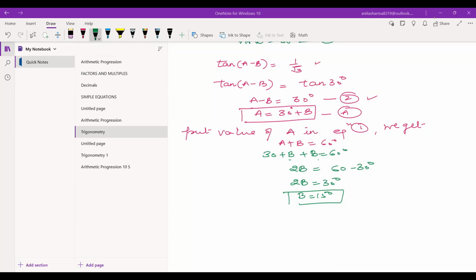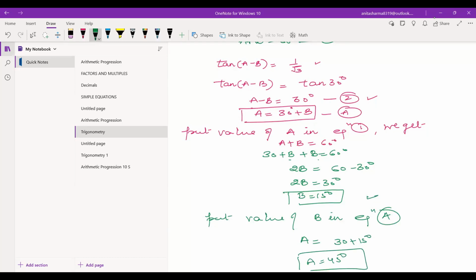Now we have got the value of B. Now you will put the value of B in equation A because we want the value of A also. So the value of A will be 30 plus 15, so it will be 45. Right? So this is the answer. Always write your answer within a box only, children. I am asking you this again and again. Okay?